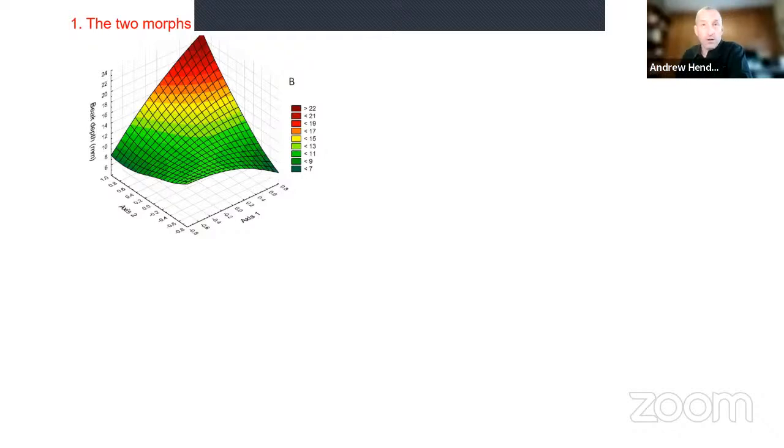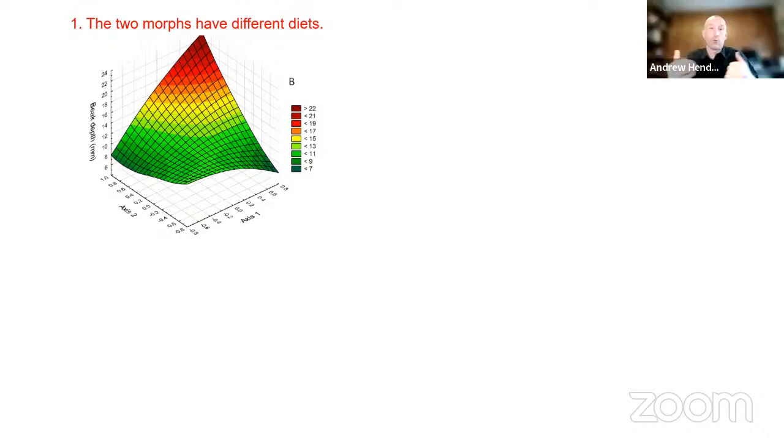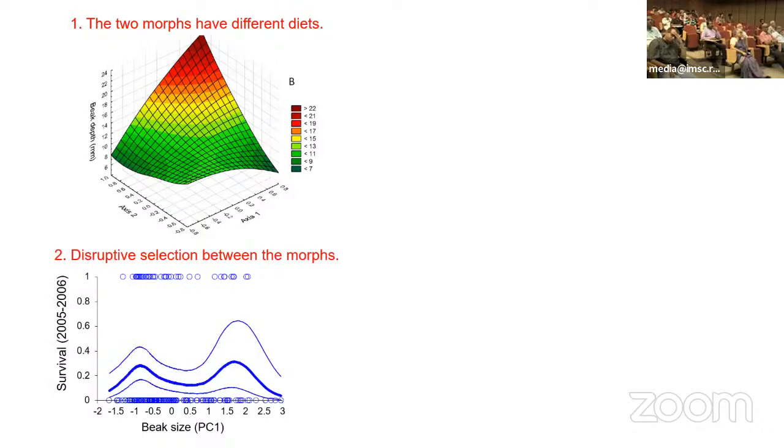In particular, the large ground finches are feeding on large seeds, which is what we expect. So that means that within this one species, you have the small ones feeding on one type of resource and the large ones feeding on another, which is presumably why they have different beak sizes. Now, if that's the case, the birds that are in the middle, so you have large ones doing well on one resource, small ones doing well on the other resource, but in the middle, maybe there's no resource for them and they'll do poorly. So we can look at survival through time of birds with different beak sizes.